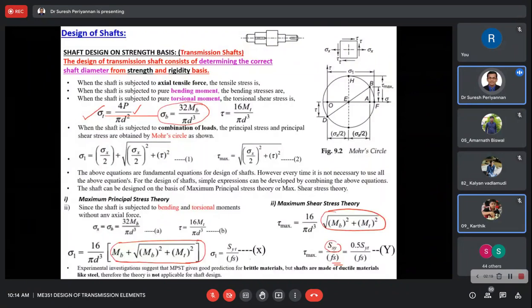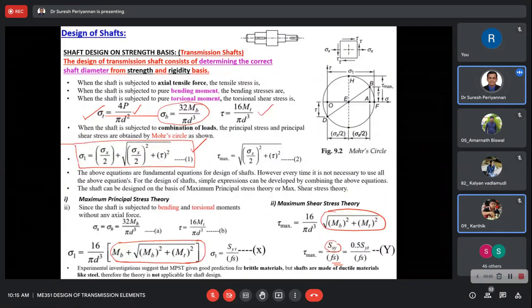When the shaft is subjected to pure torsion, we use this formula to find the diameter of the shaft. But when the shaft is subjected to both effects combined, that is, normal stress sigma b, the bending stress, and a twisting moment giving torsional shear, then the Mohr circle plays an important role in our shaft design. Hence we are using this Mohr circle concept. Based on that, we already studied sigma is equal to sigma x by 2 plus square root of (sigma x by 2) whole squared plus tau squared.